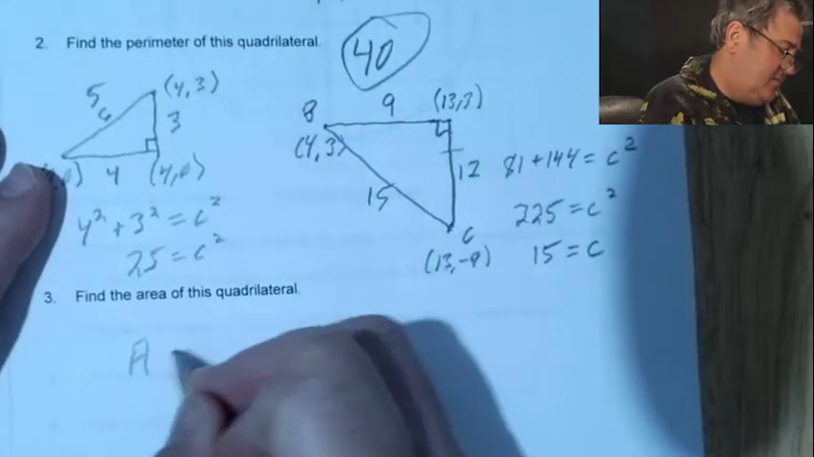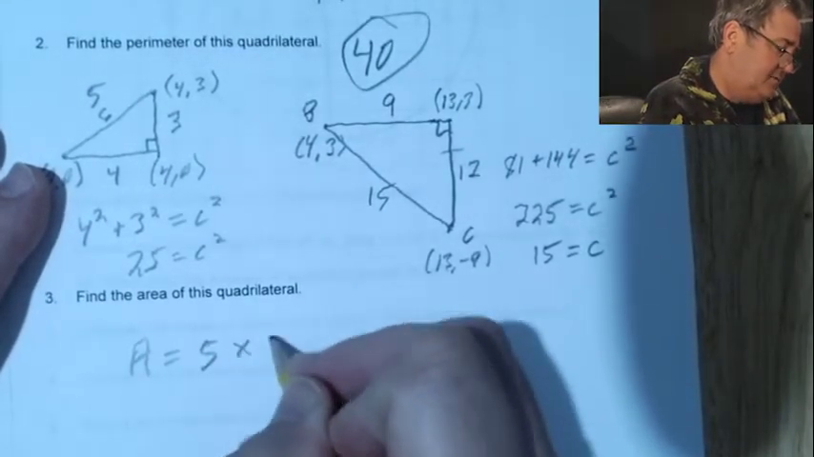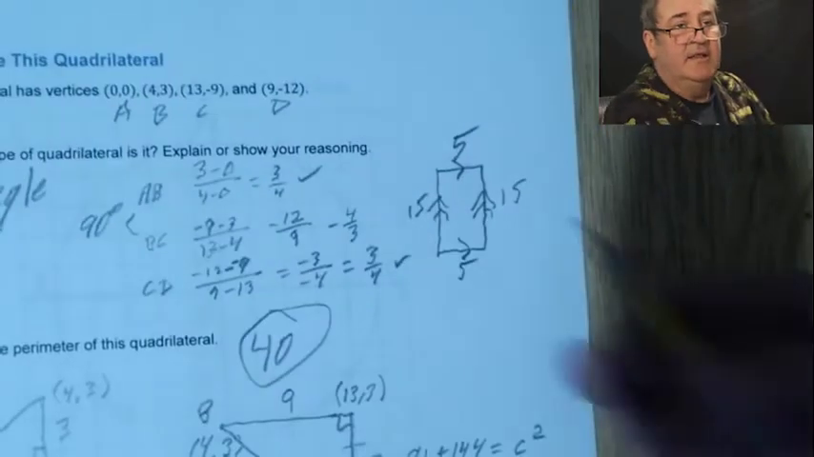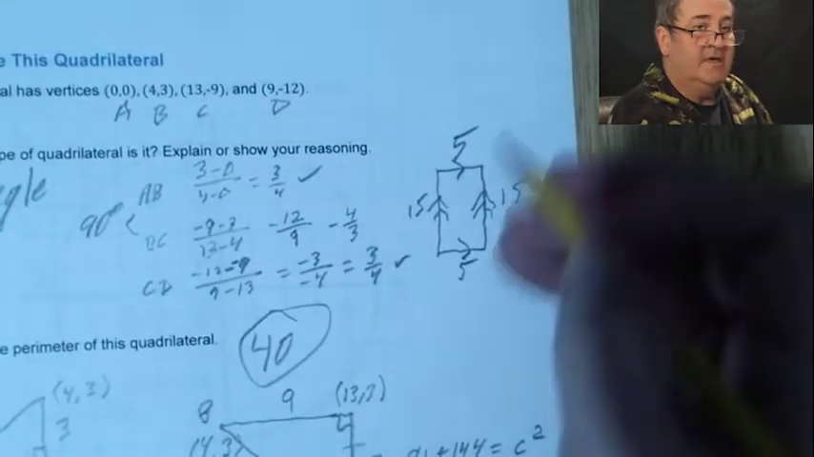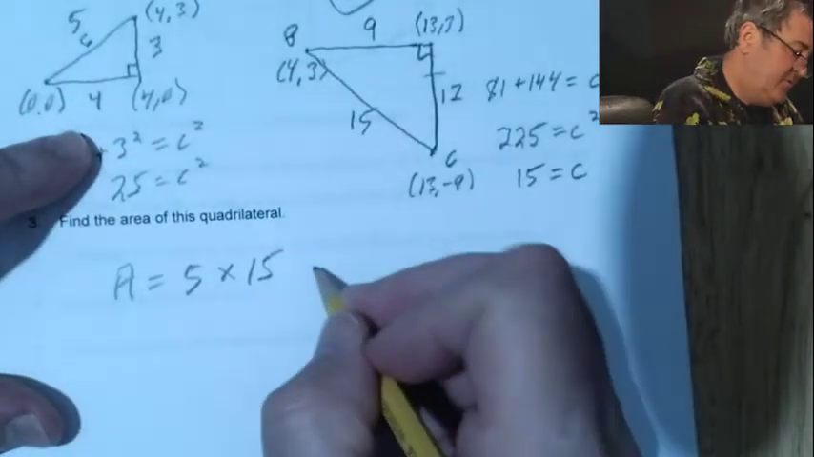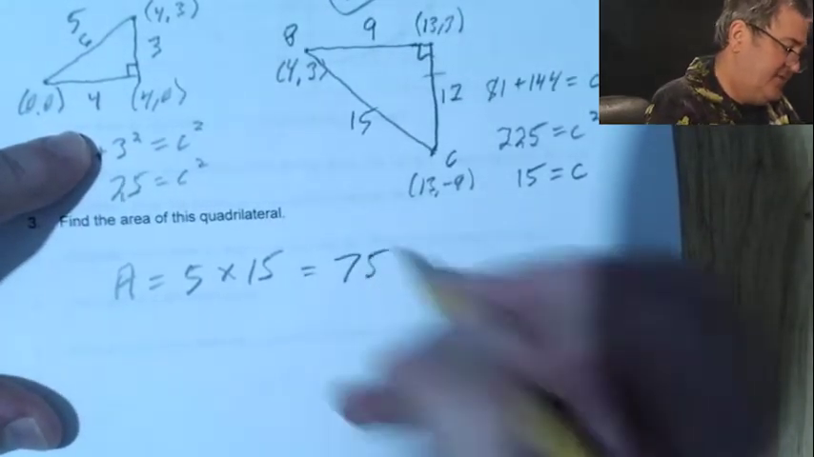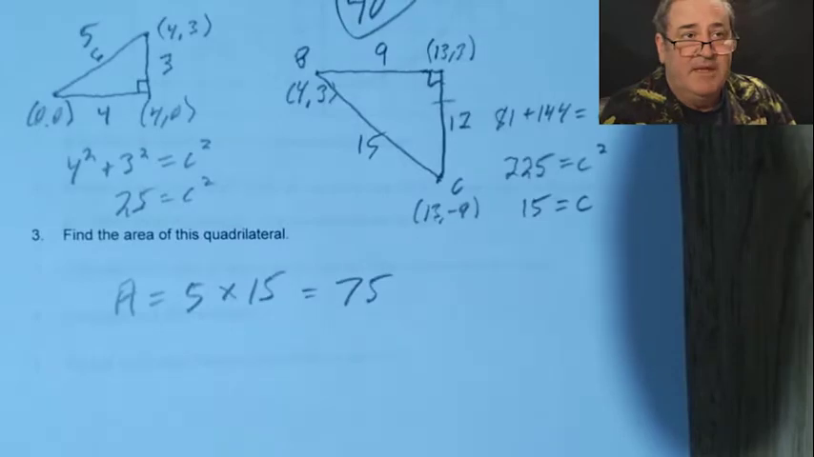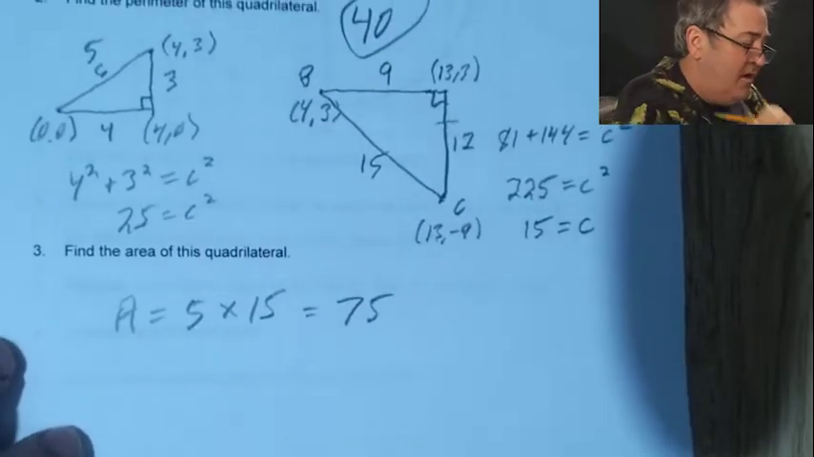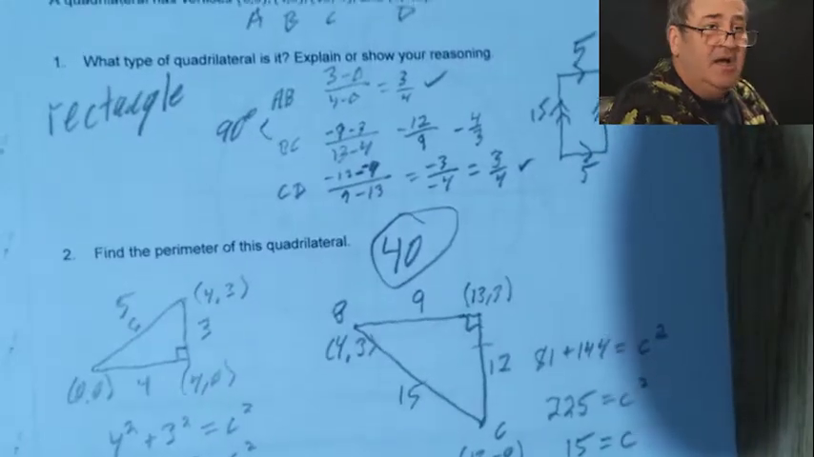So the area would be 5 times the 15. That is the length and the width, 15 and the 5. So that is 75, our area there. 75. All right, so we can do a lot with it without having the graph.